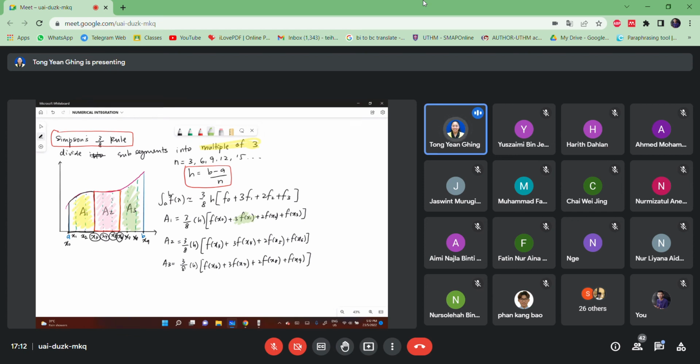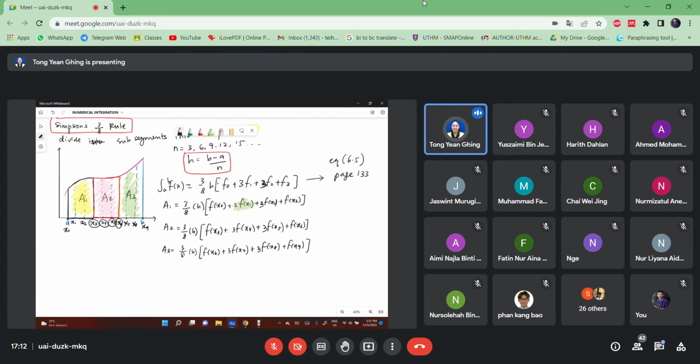No, it has to be, sorry. If you look at this formula, actually this is a 3. If you look at the formula at page 133, equation 6.5, I made a mistake. So this should be 3, this should be 3, this should be 3. Okay, that is 3.